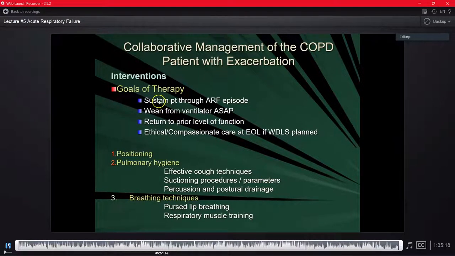All right, so how do we manage COPD? Sit them upright. For the love of God, do not lay your COPD patients down, especially chronic bronchitis or heart failure in conjunction with COPD. Sit them up at roughly 45 degrees. They will like that.